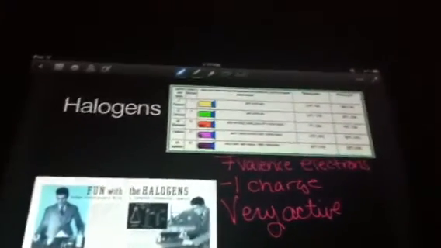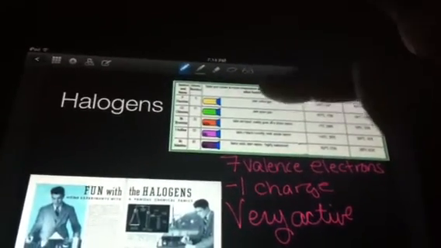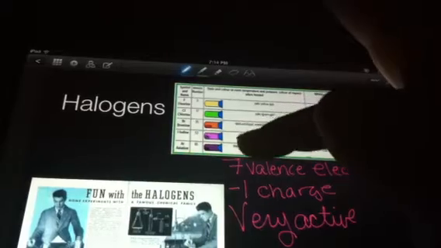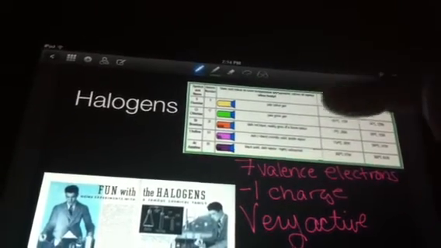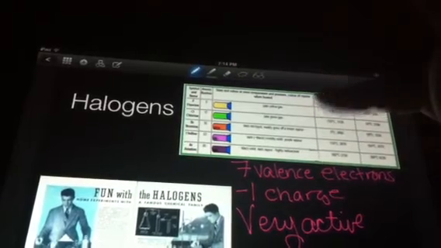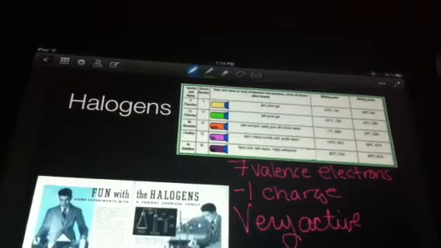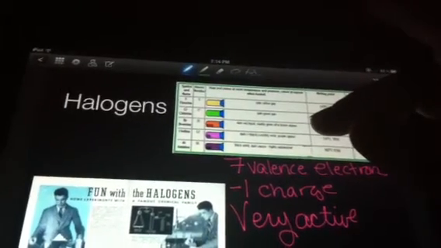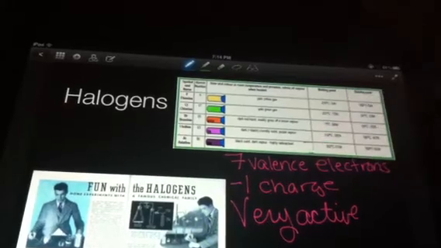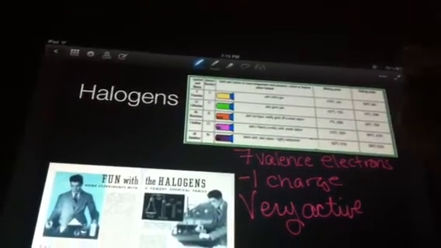Another curious thing about this group, which is really interesting, is that as I go down the group, the colors of the gas change. So fluorine is like a pale yellow. Chlorine is more like a pale green. Bromine is kind of like an orange brown. And then iodine, you should have seen iodine, it's a purple color. And then astatine is more like a black purple. So it's an interesting occurrence you see with this family.